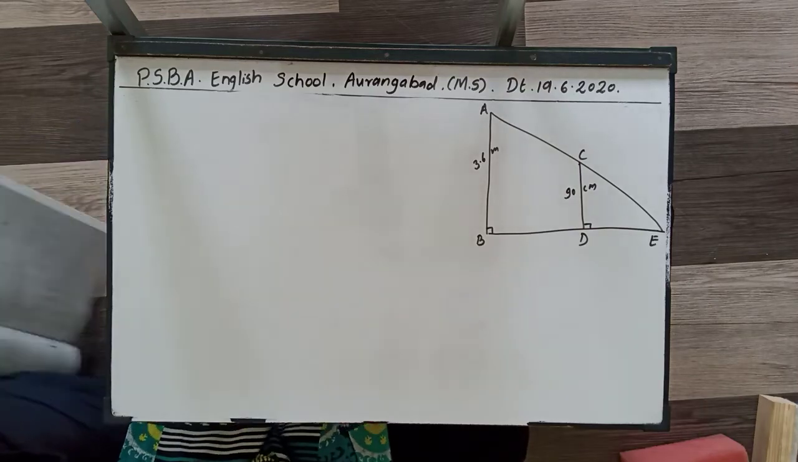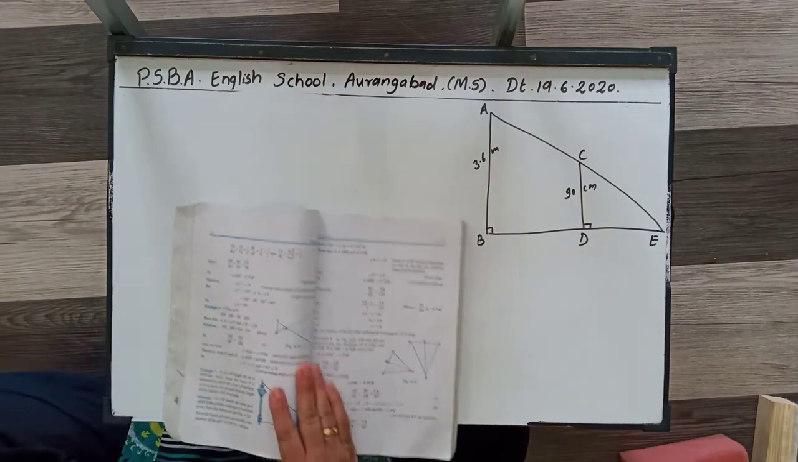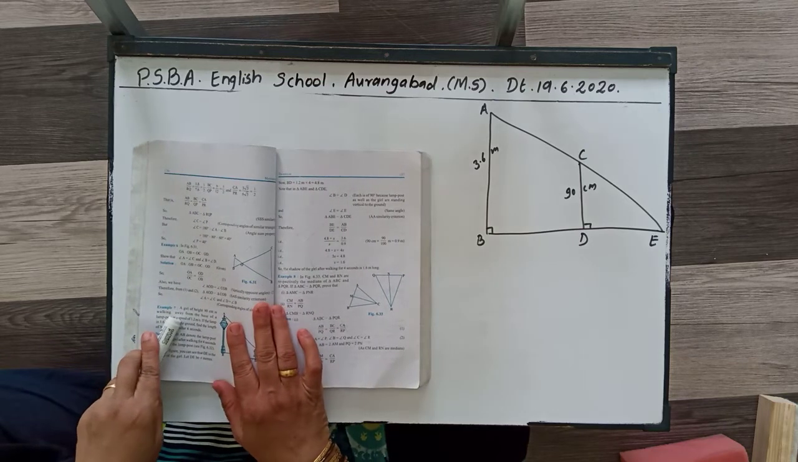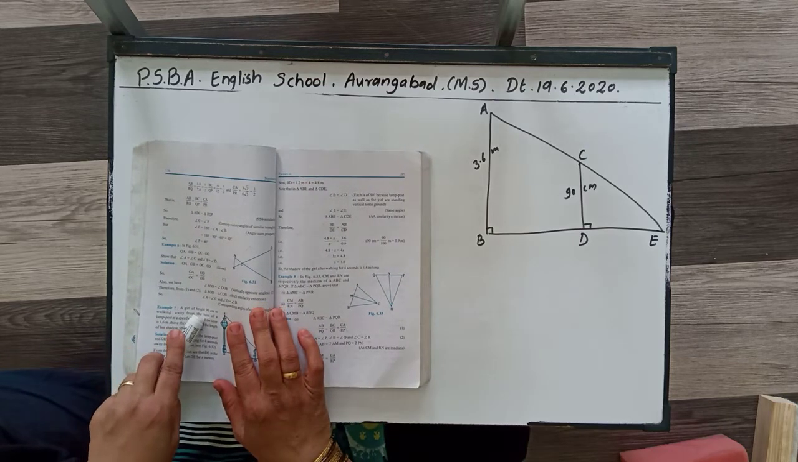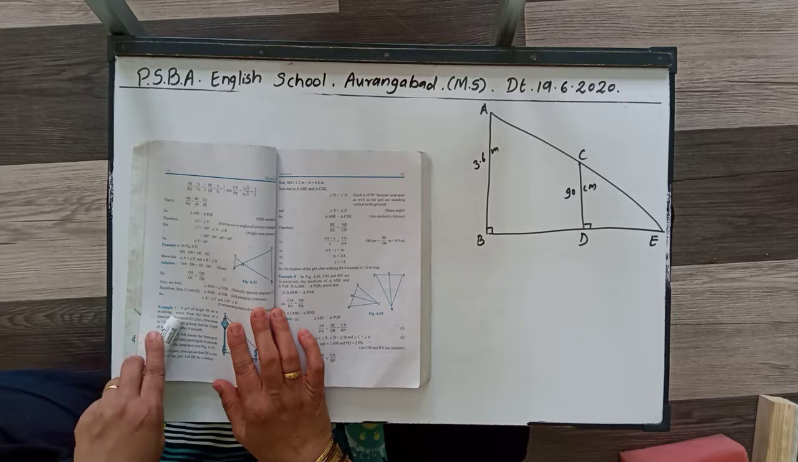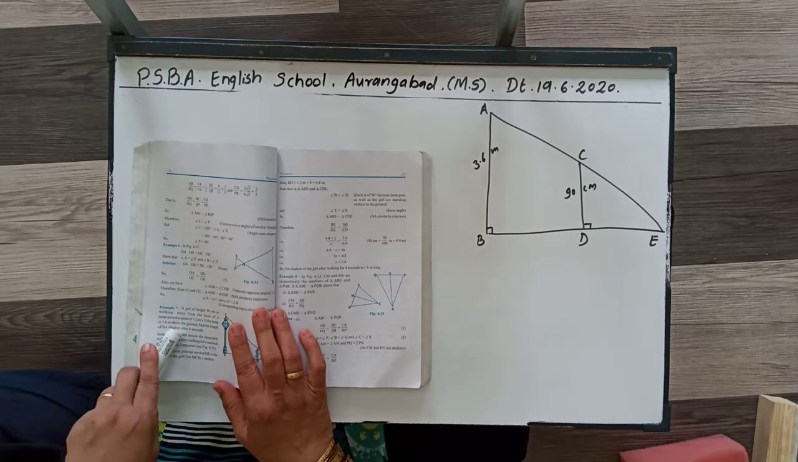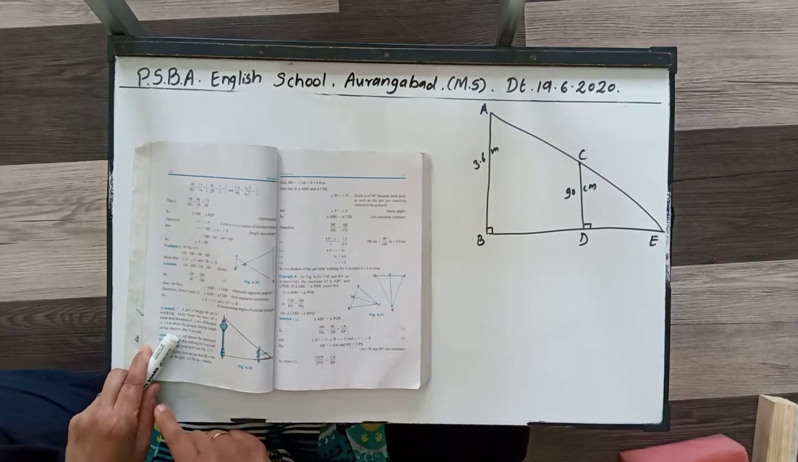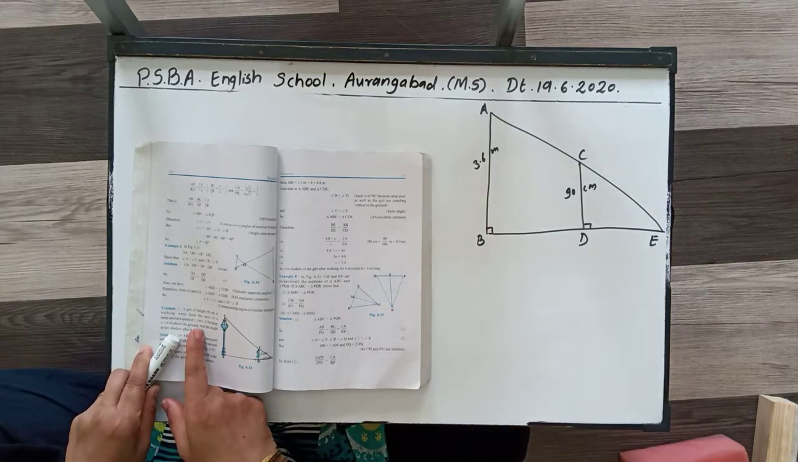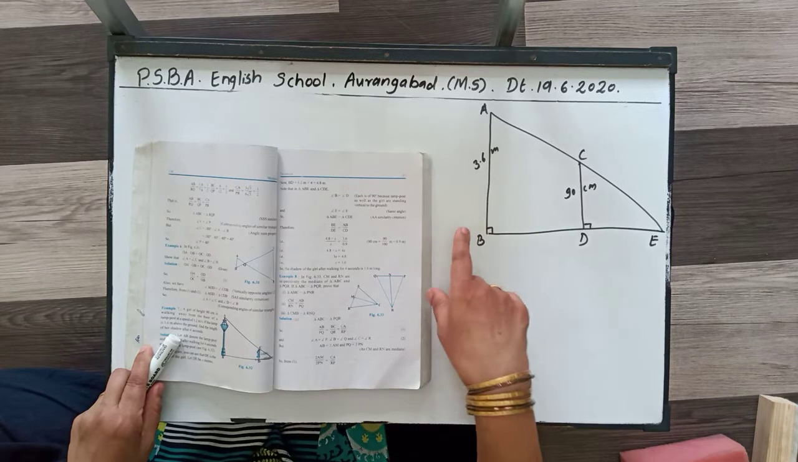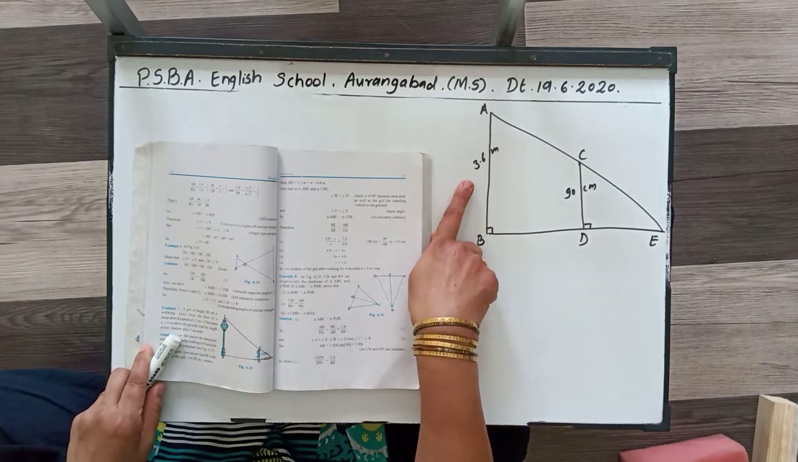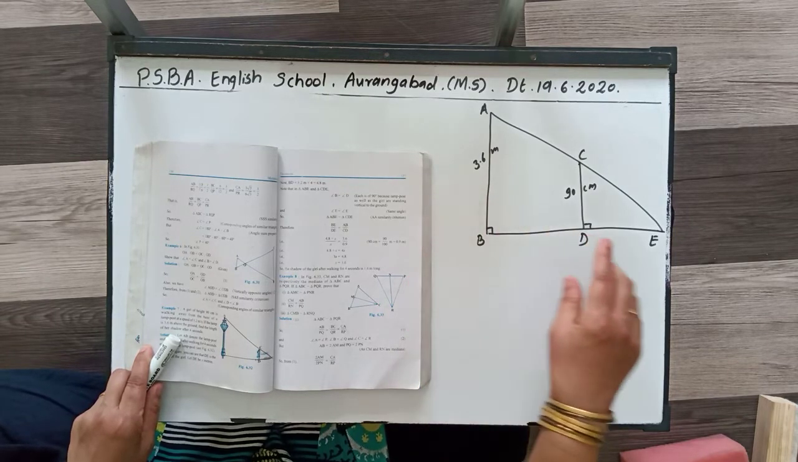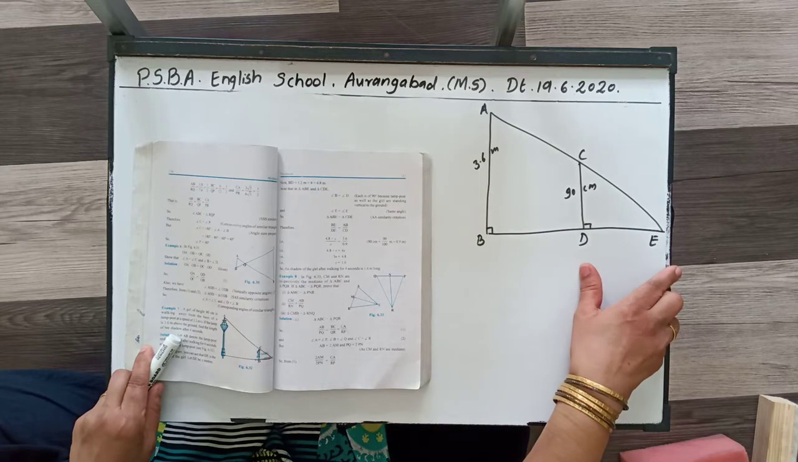Now children, we are going to solve example 7. The example 7 says that a girl of height 90 centimeter is walking away from the base of a lamp post. So let us consider AB is the lamp post, correct? With the speed 1.2 meter per second. If the lamp is 3.6 meter above the ground, the lamp post height is 3.6 meters. Find the length of the shadow after 4 seconds.